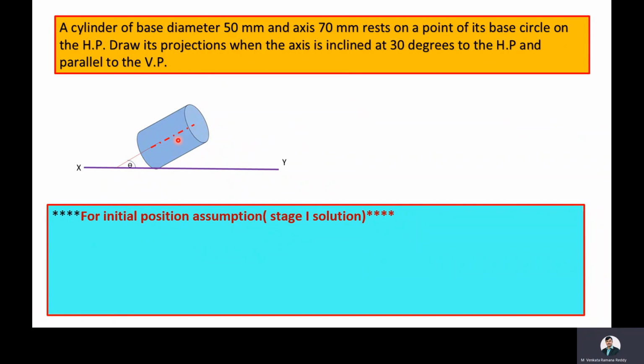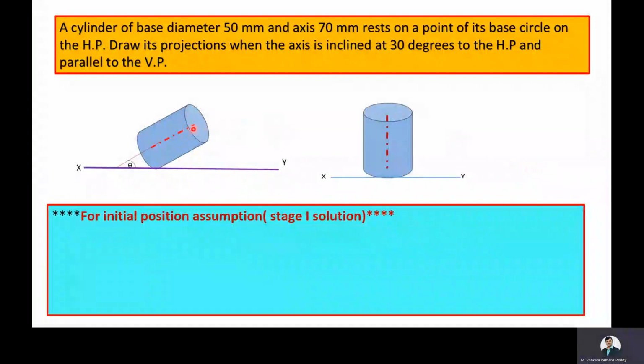In this position, the true shape of the base of the cylinder is not visible in the top view, and also it is not visible in the front view. But in projection of solids, drawing the true shape of the base is the first step. So in order to draw the true shape of the base of the cylinder, what we need to do? We need to tilt the cylinder in such a way that its axis is perpendicular to HP, so that base is parallel to HP, so that we'll get base of the cylinder, that is a circle, visible in the top view.